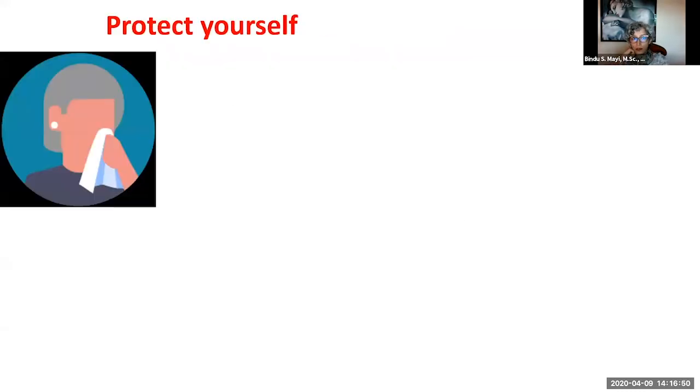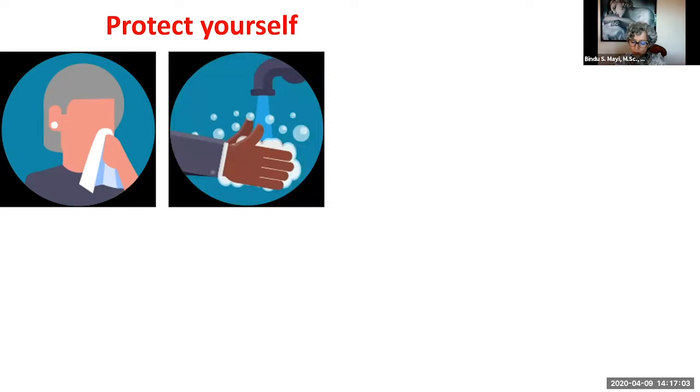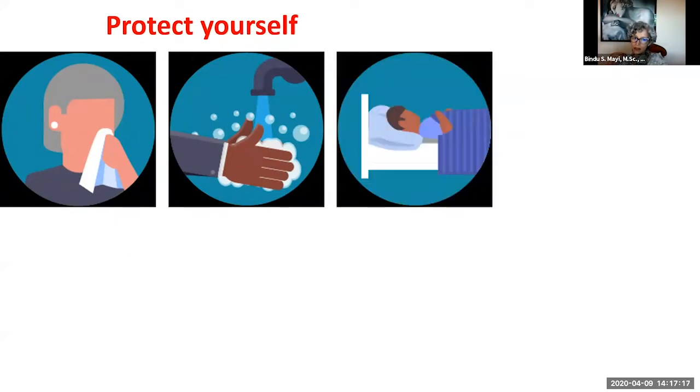Okay, so how do we protect ourselves? The recommendations from the CDC: if you have symptoms, if you're coughing and sneezing, then you trap those particles in a tissue and then dispose of that tissue in a lined trash can with a lid that you preferably are not touching with your hands, like a foot pedal operated one. Then you wash your hands adequately, either with soap and water if they're visibly soiled, or using an alcohol-based hand sanitizer.